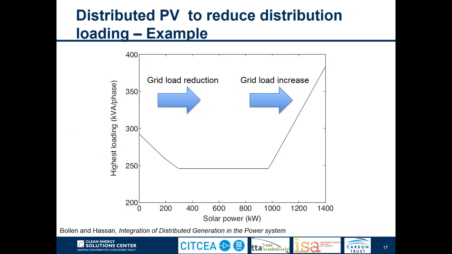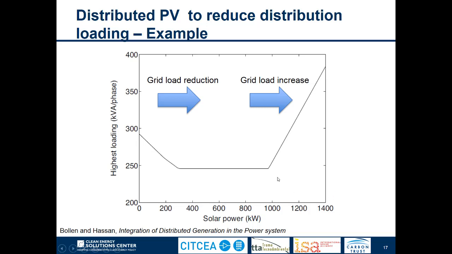If we keep studying this example and look at the highest loading in the line connecting the hotel to the network, we see that when we initially have 0 solar power, we had an initial loading value, measured in kilovolt-amps per phase, which is lower than 300 kVA. When we increase the solar photovoltaic penetration, this grid load power is reduced, and it arrives at a minimum when we install about 300 kilowatt.